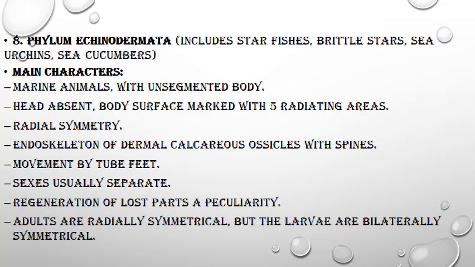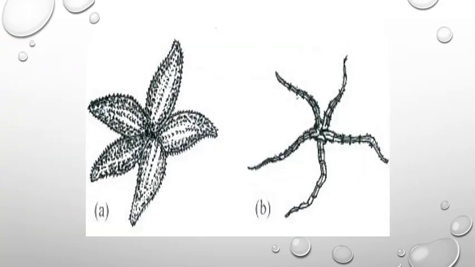phylum Echinodermata. Includes starfishes, brittle stars, sea urchins, sea cucumbers. Main characters: marine animals with unsegmented body, head absent, body surface marked with 5 radiating areas, radial symmetry, endoskeleton of dermal, calcareous ossicles with spines, movement by tube feet, sexes usually separate, regeneration of lost parts a peculiarity. Adults are radially symmetrical, but the larvae are bilaterally symmetrical. Starfish, you can see in the diagram.